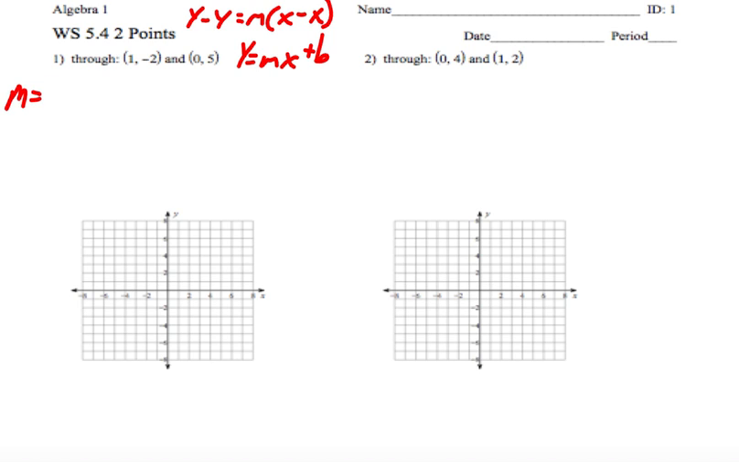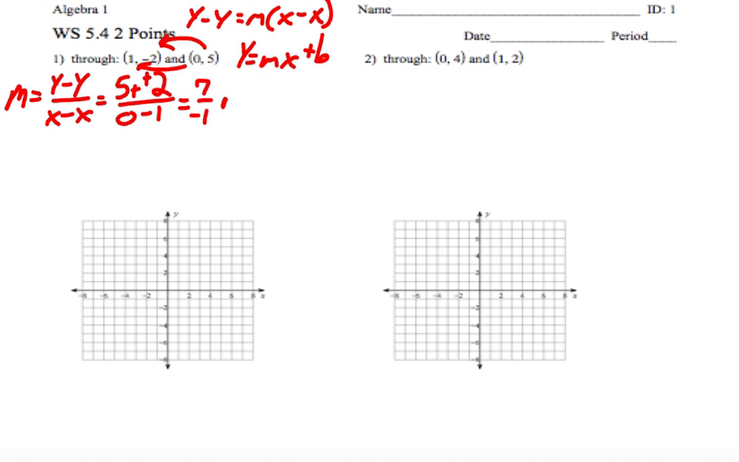So slope, or m, equals y minus y divided by x minus x. So here that could look like 5 minus negative 2 divided by 0 minus 1. So we get 7 over negative 1. Slope, or m, equals negative 7.